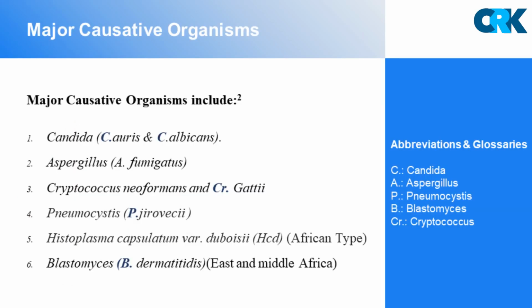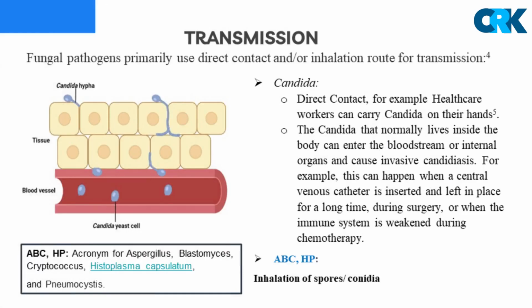The most common medically important fungal pathogens in resource-rich healthcare settings are Aspergillus species and Candida species. From a global perspective, Cryptococcus neoformans is a leading cause of infectious morbidity and mortality, with an estimated 600,000 deaths per year. Additionally, a variety of endemic fungal diseases might also be encountered in Africa, especially histoplasmosis, blastomycosis, pneumocystis pneumonia, and others. Fungal pathogens primarily use direct contact and/or inhalation routes for transmission.